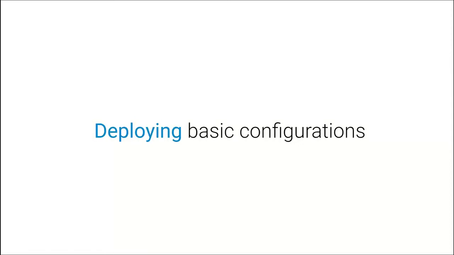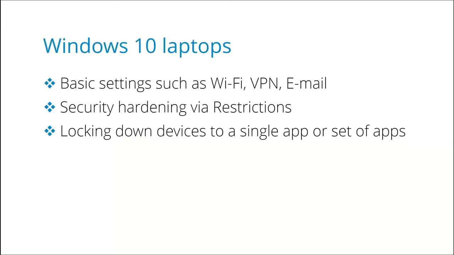So now we'll move on to the next topic for the day, which is deployment of configurations. So we'll first look at the configurations that we are going to deploy for Windows 10 laptops, and then we'll move on to Mac devices. In case of Windows devices, you can deploy configurations such as Wi-Fi, VPN, email, etc. And also security settings such as passcode restrictions and other restrictions. And also locking down the device with one or more applications that the MDM admin wants.